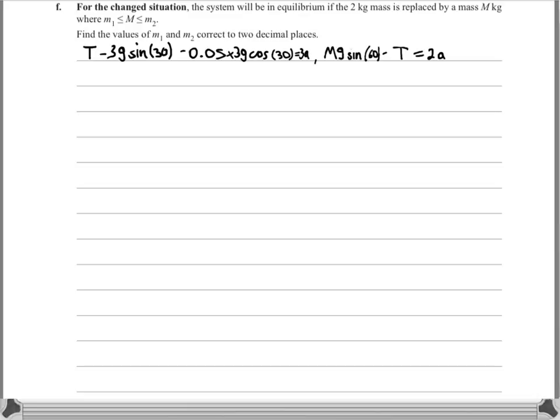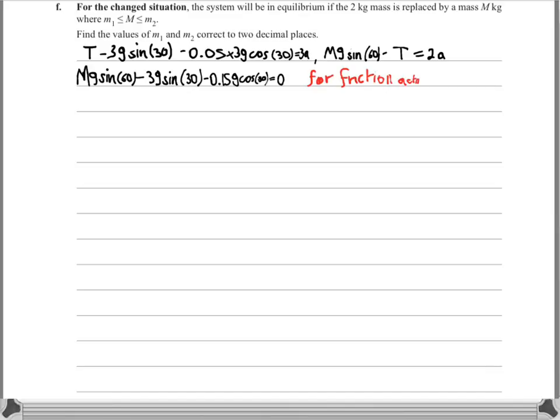And the equation of motion on the 2 kilogram mass, but now we're not using our mass of 2 kilograms, we're going to use capital M. Okay, now by adding them together we obtain this expression here. Okay, and because we're in equilibrium, the acceleration is 0. Okay, following that?